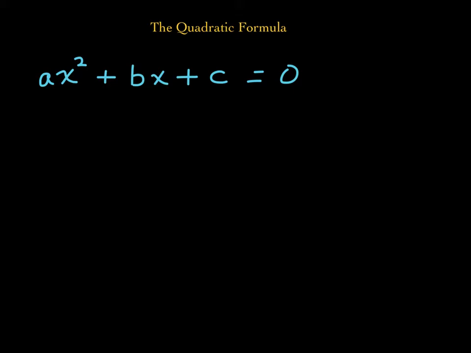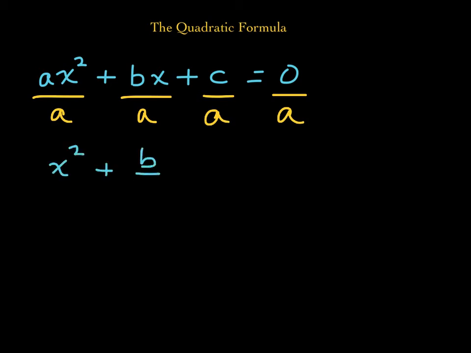Now, in order to complete the square, the leading coefficient has to be 1. We cannot assume that a represents the number 1. So we have to guarantee that the leading coefficient is 1. And the way we're going to do that is by dividing every single term by a. Once we've divided every term by a, we get x squared plus b over a, x plus c over a is equal to 0.